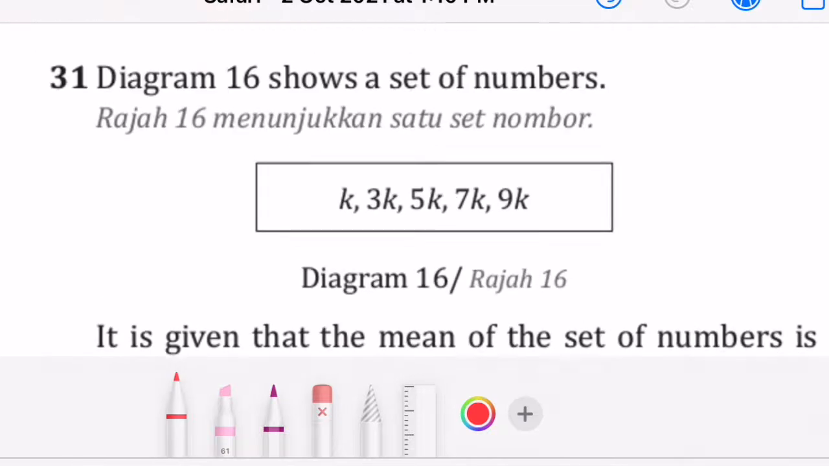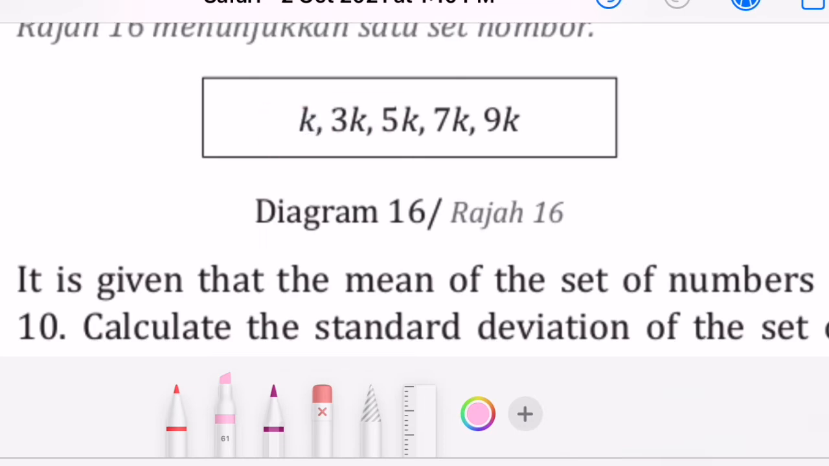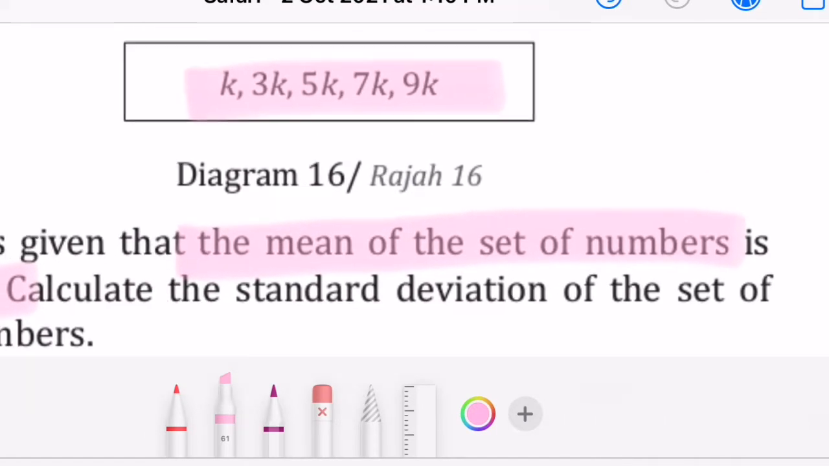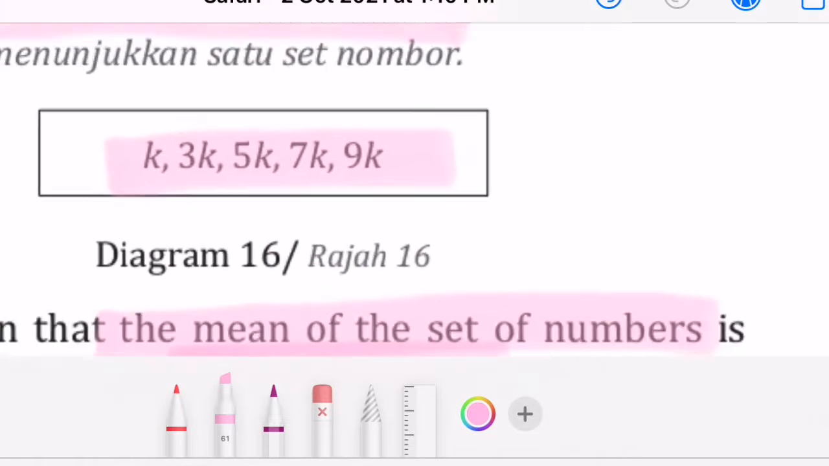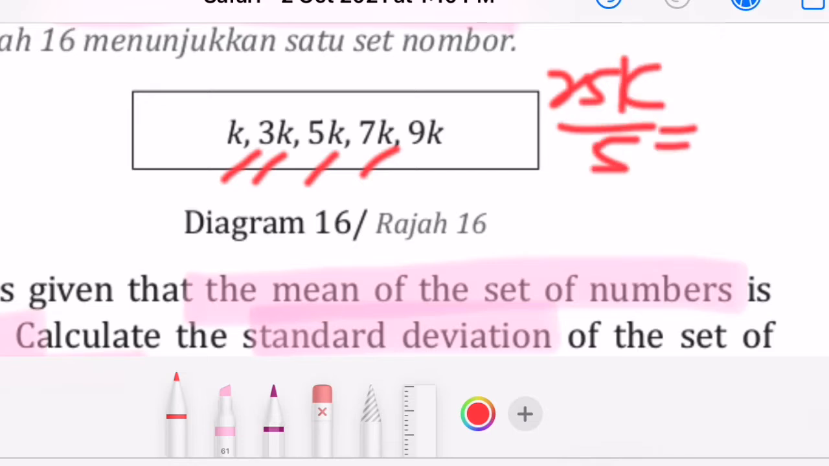Question 31. Diagram 16 shows a set of numbers. We have numbers in terms of k. It is given that the mean of the set of numbers is 10. Calculate the standard deviation of the above set of numbers. Okay, for the mean, we have to add up everything. If we add, the total is 4k, 9k, 16k, 25k. 25k we divide by 5, so the mean is 5k.